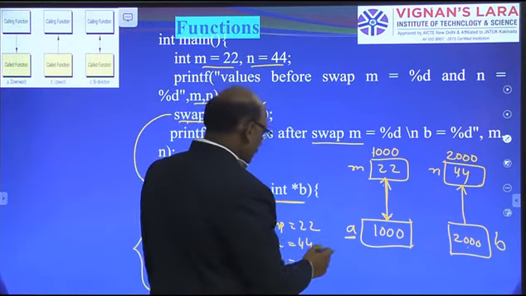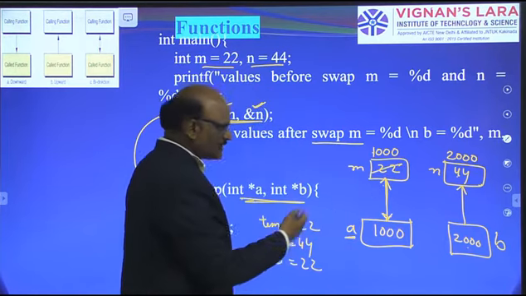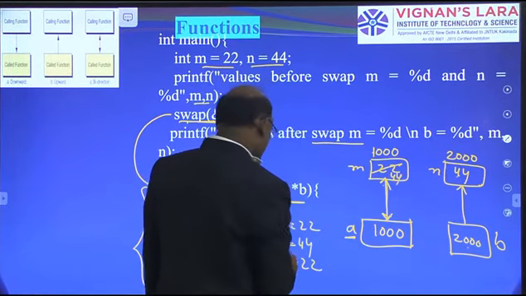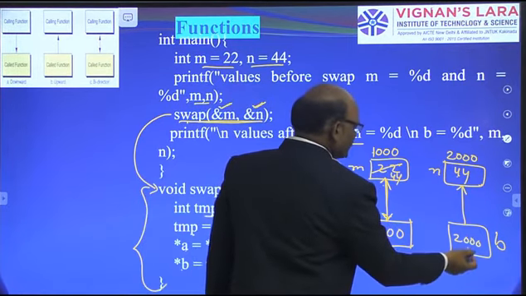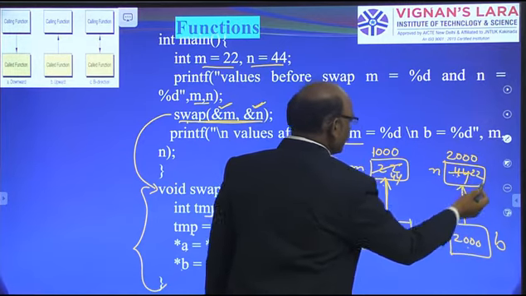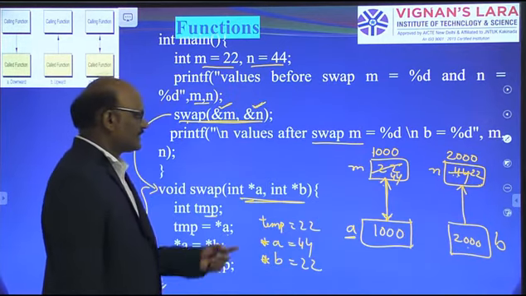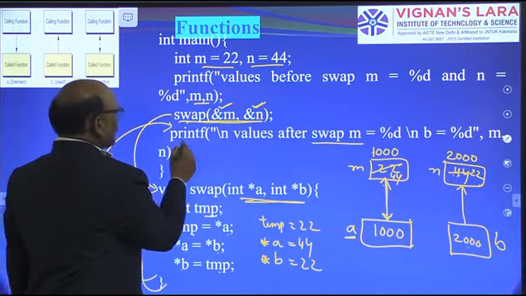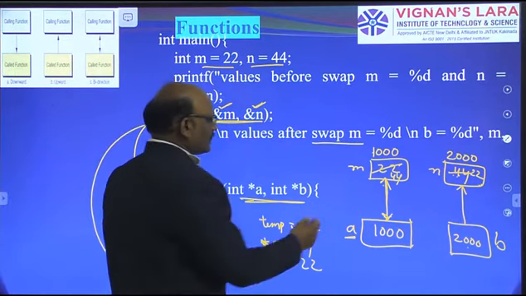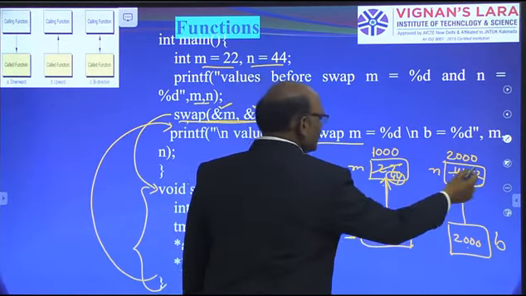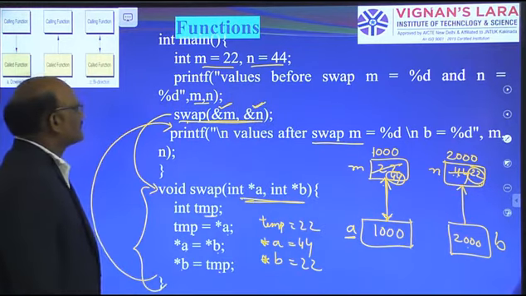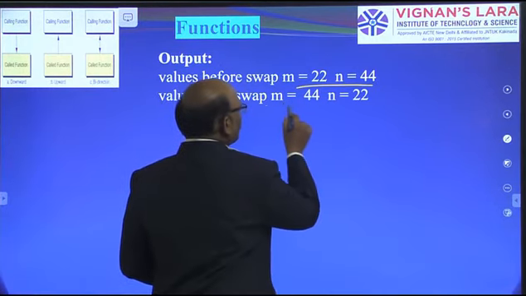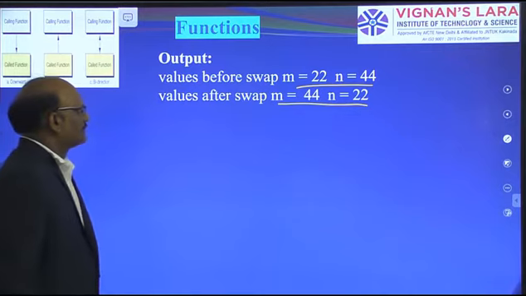So here we are changing the values at the address directly. *A is now 44, and *B, the value of the variable which the pointer points to, is 22. Directly we can perform changes on the address. After executing this, the control moves back and executes the values after swapping. Now the m value is 44 and the n value is 22. So this is the way we have to pass pointers to the function. Before swapping m and n values, after swapping m and n values.